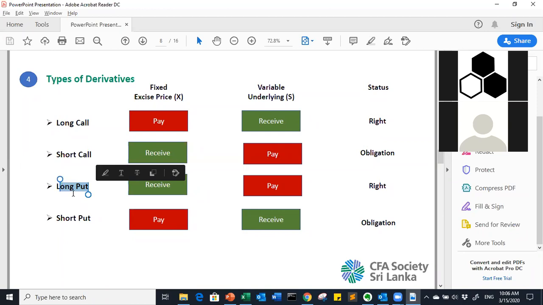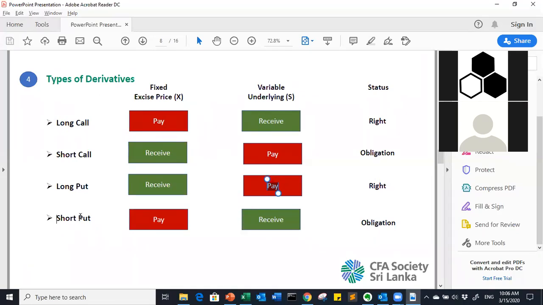Conversely, if you're long on a put, just remember the long put gives you the right to sell something. So you're selling something to get something that is fixed. You're selling an asset that is variable in order to receive something that is fixed. Therefore, you receive the exercise price by delivering the underlying. So you're paying something that is variable.